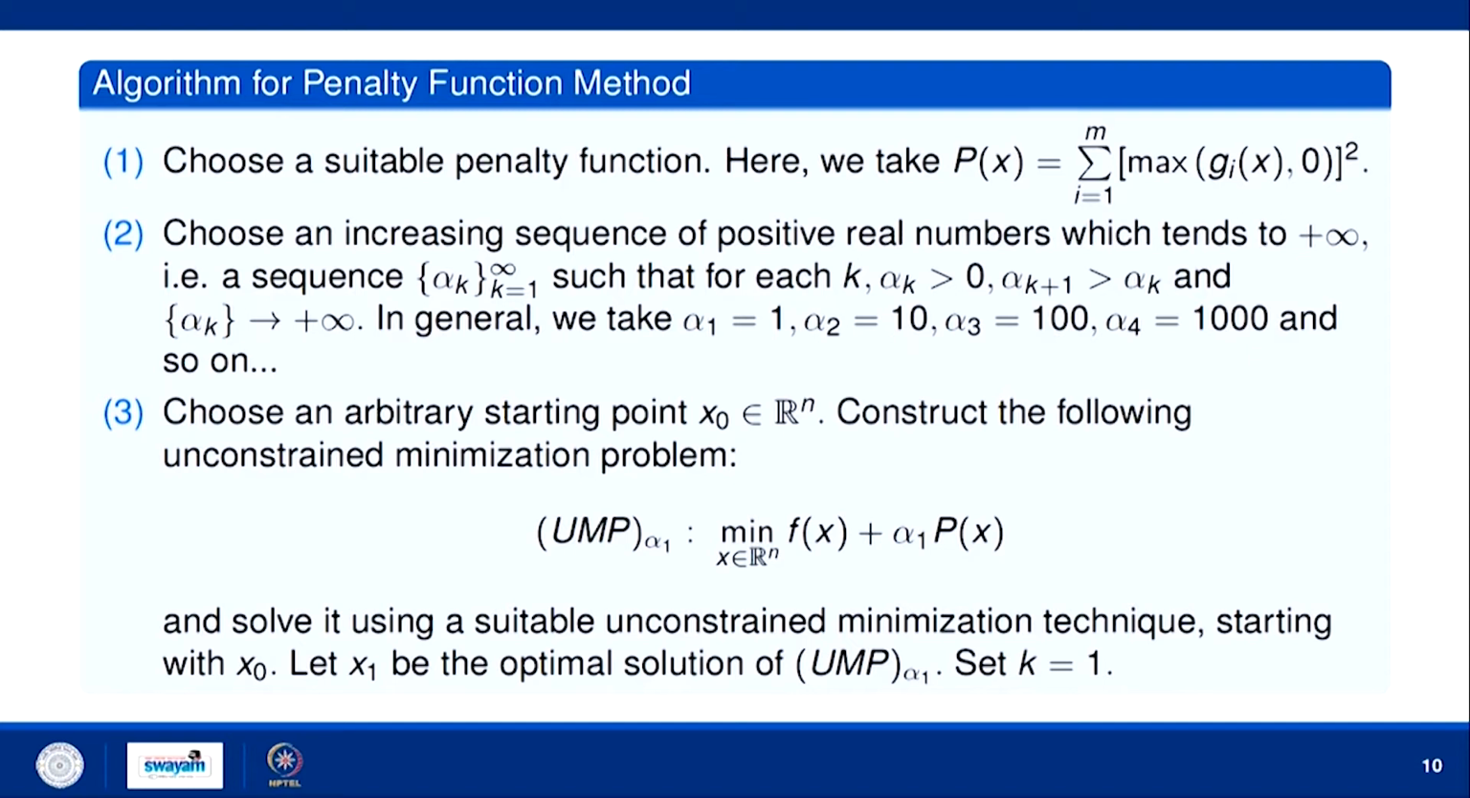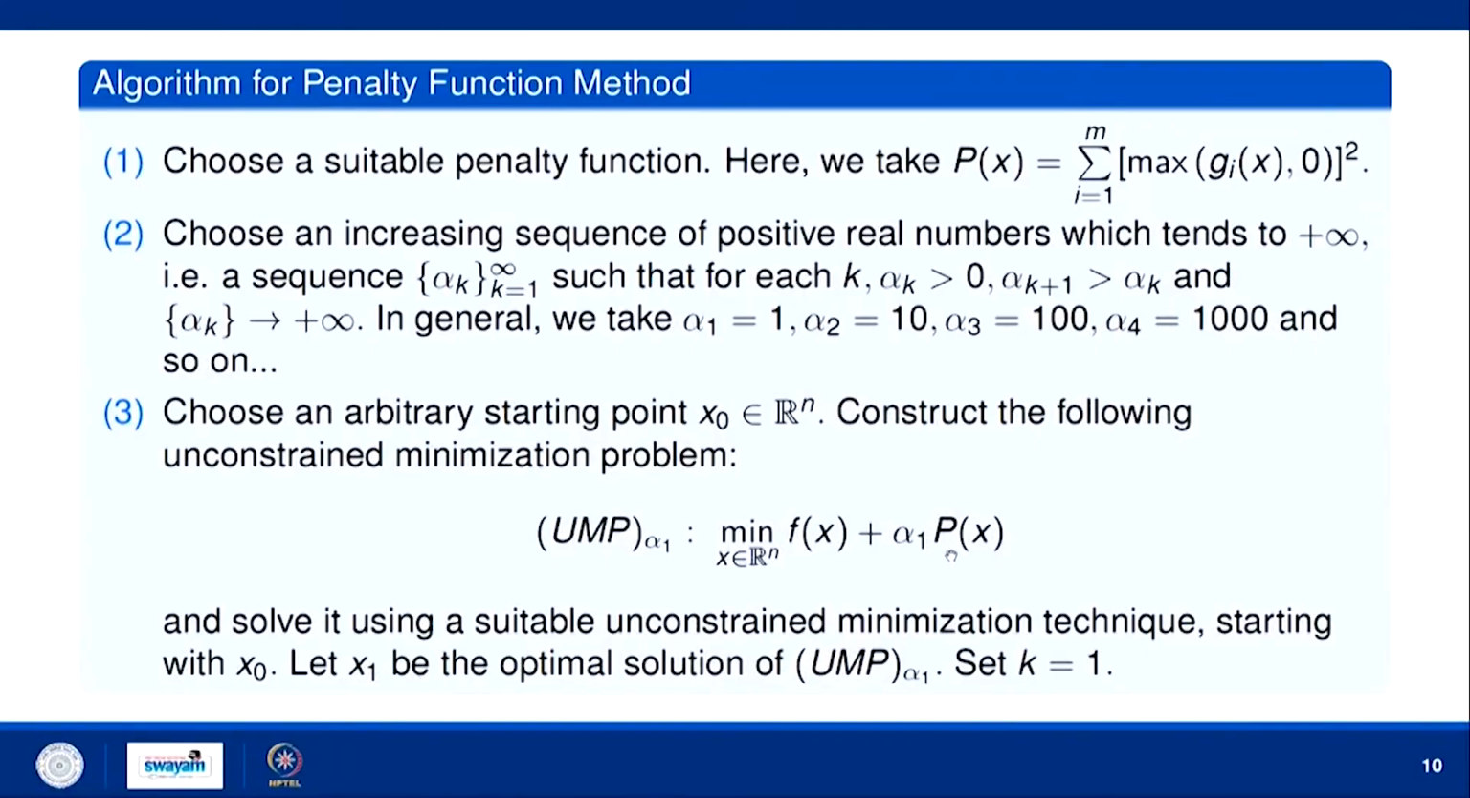Then we choose an arbitrary starting point x naught in Rn and construct the following unconstrained minimization problem, and solve it using an unconstrained minimization technique. You can use the steepest descent method or some other technique for solving this unconstrained optimization model. Now, if x1 is the optimal solution for alpha 1, then taking that x1 as an initial guess, put here alpha 2 and find again the optimal solution of that unconstrained optimization model using any unconstrained minimization technique.